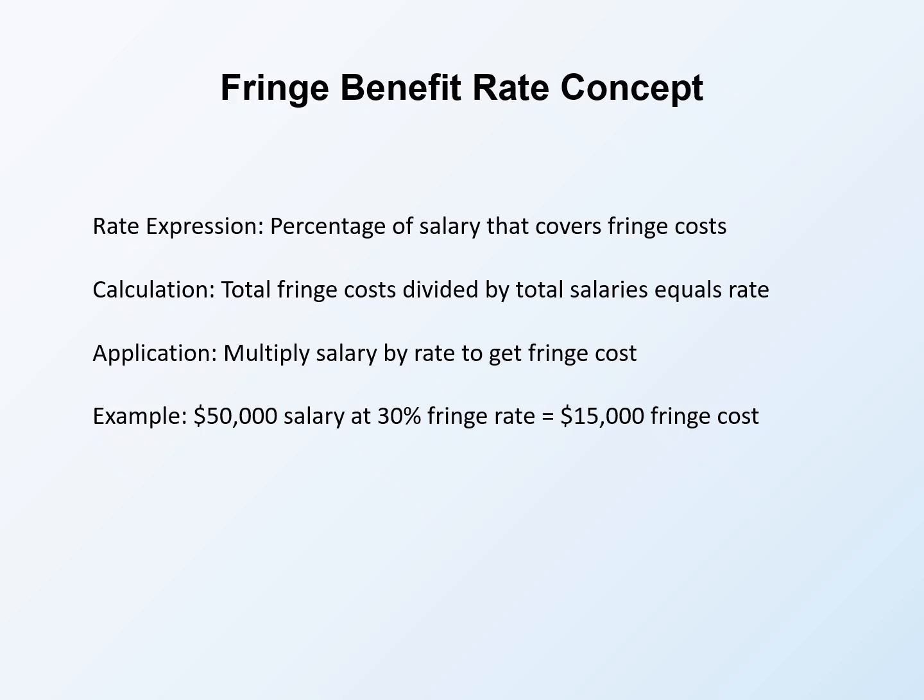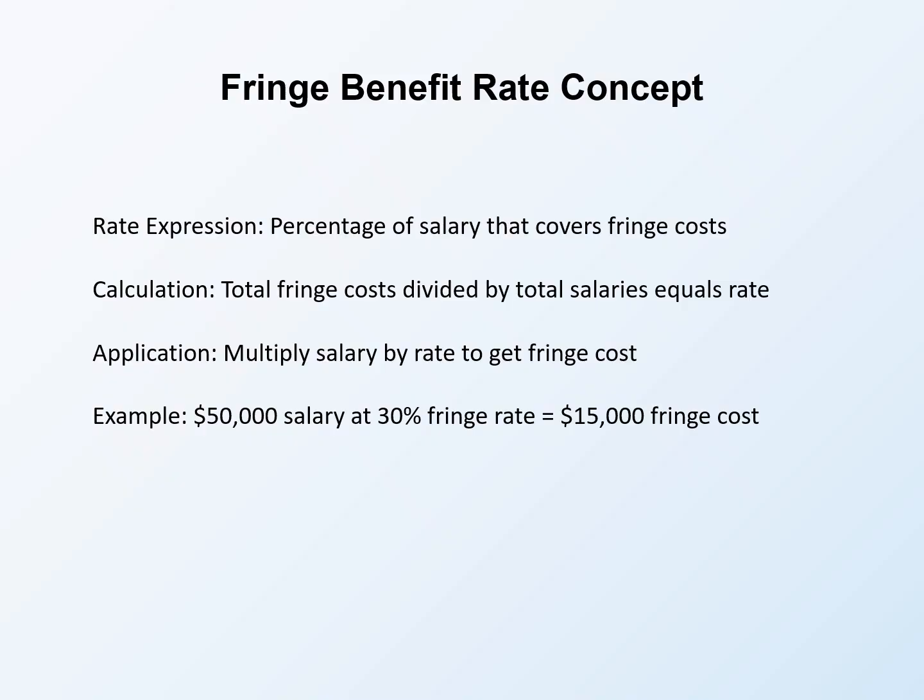The rate is calculated by dividing total fringe costs by total salaries. If an organization pays $10 million in fringe benefits for employees earning $40 million in salary, the fringe rate is 25%. This aggregate calculation produces a rate that can be applied across the organization.